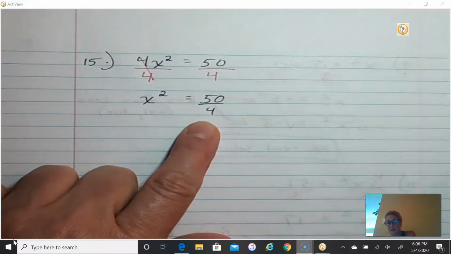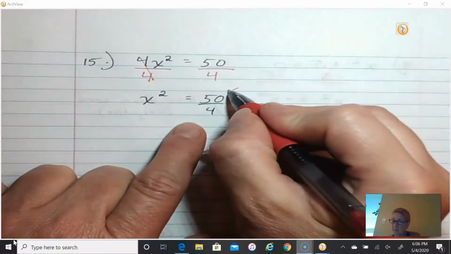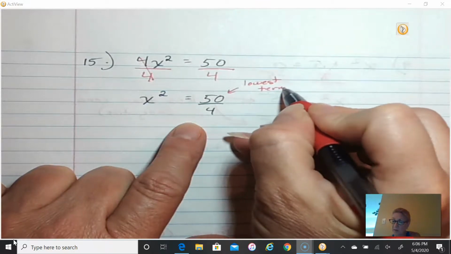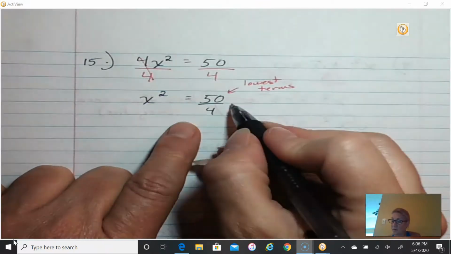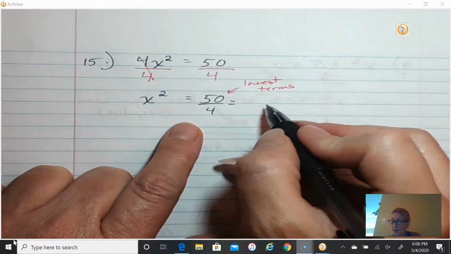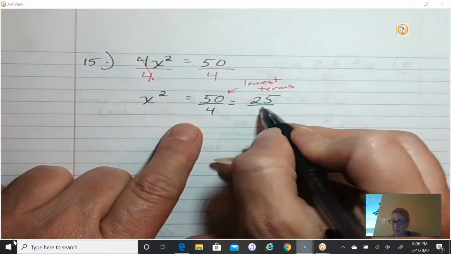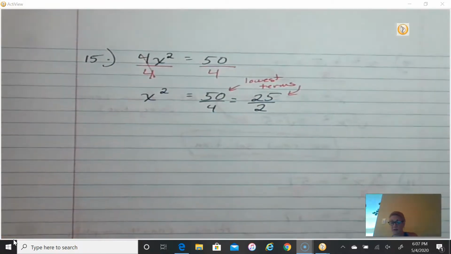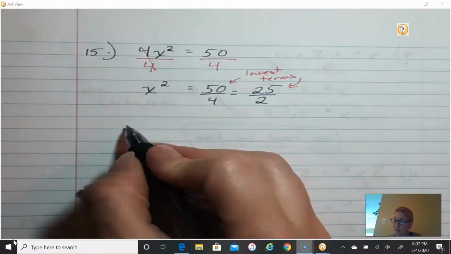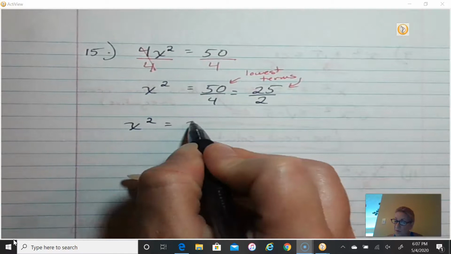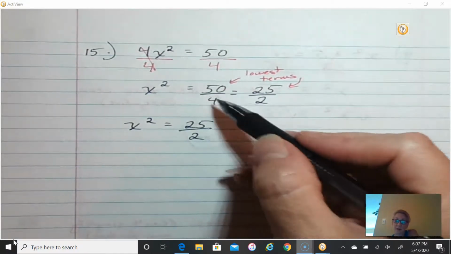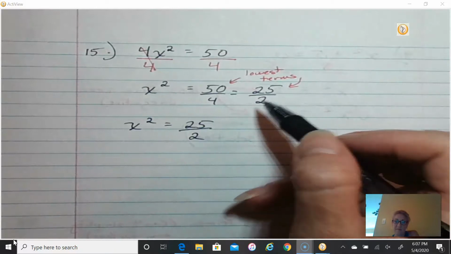Is that in lowest terms? No, it's not. So you need to put it in lowest terms. You can keep it as an improper fraction, but you must put it in lowest terms. Okay, so now I have x squared equals 25 over 2, because remember, we had to put this in lowest terms.